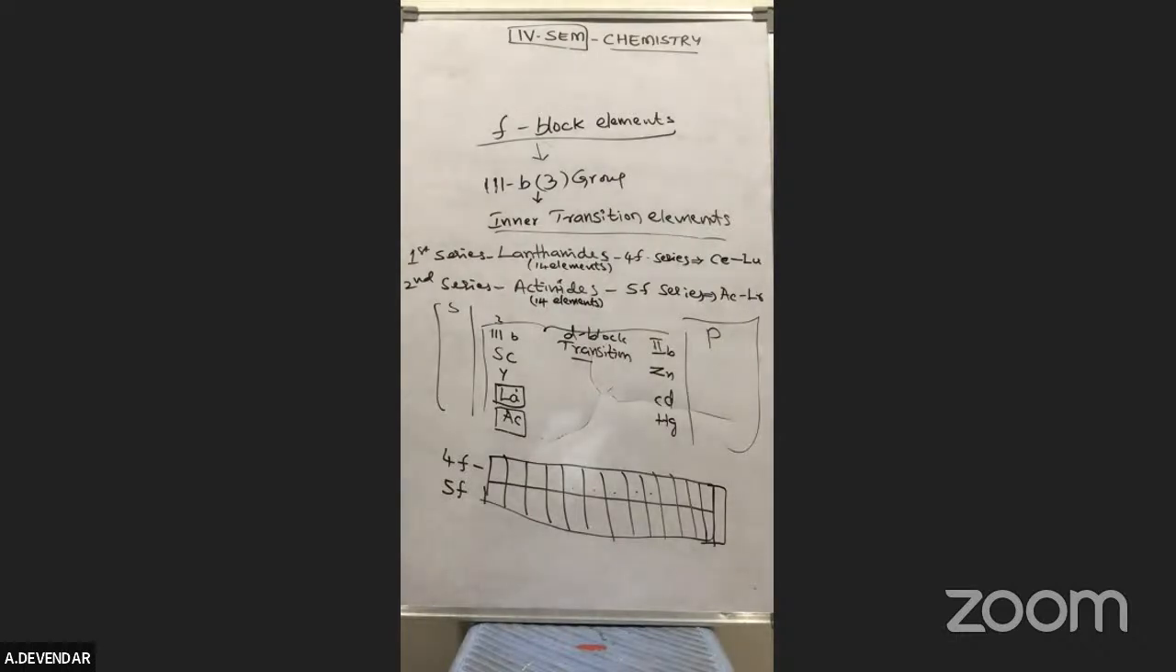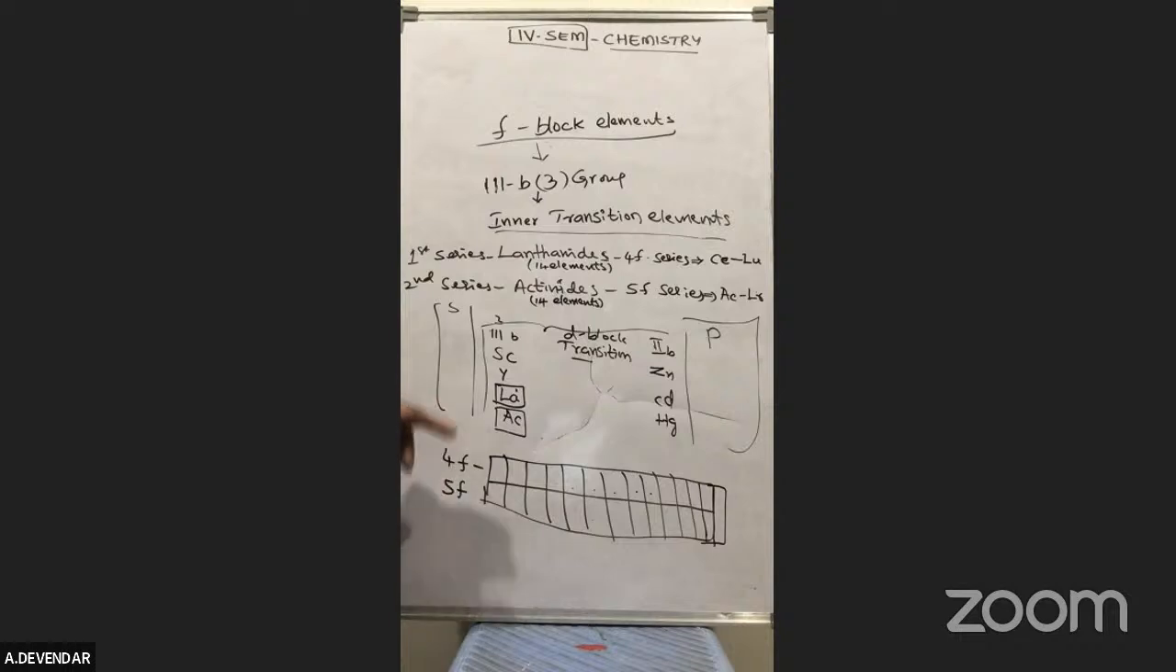Inner transition means the elements which are present within the transition group only. Inner means after lanthanum, you have cerium to lutetium. Those 14 elements we keep at the bottom of the periodic table. It is called the 4F series, and the name of the 4F series is lanthanides, because it starts from lanthanum.